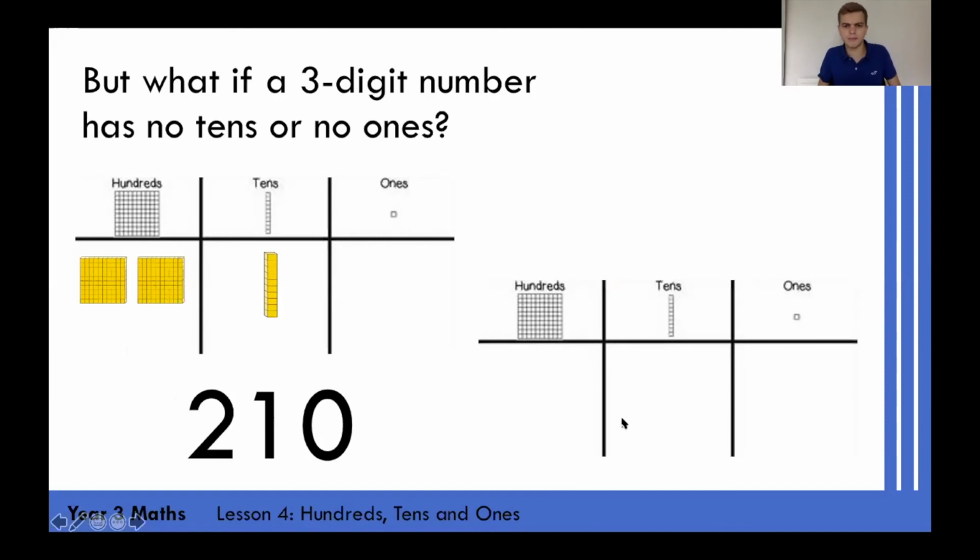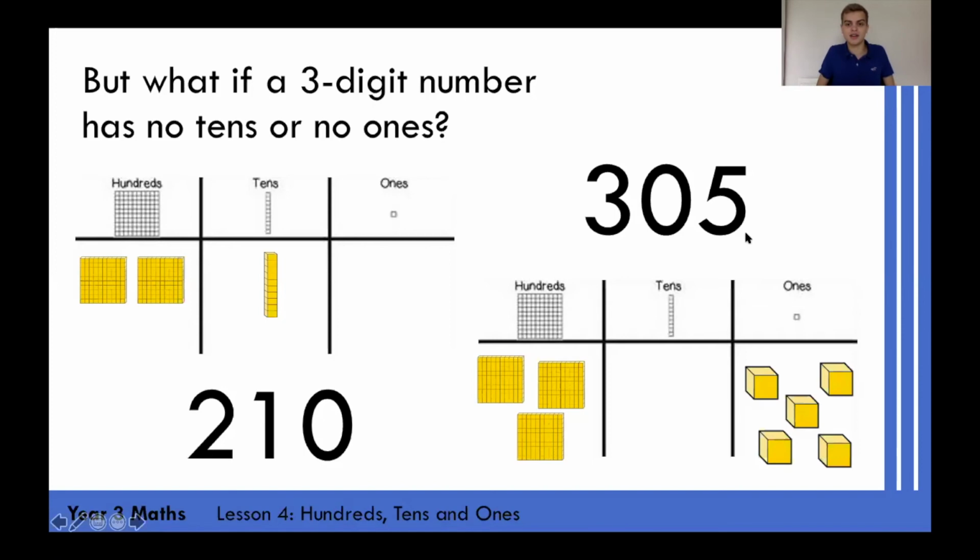What about this number then? 305. I'm going to see if I can make this number. So here, I know the digit 3 is my hundreds, so I need 3 hundreds. Well, I've got the 0 in my tens, so how many tens do I need? Yeah, I don't need any at all. And how many ones do I need then? I need 5 because my 5 represents my ones. Let's have a look. Here we go. I've got 3 hundreds, no tens because there's a 0 in my tens column, and then 5 ones.